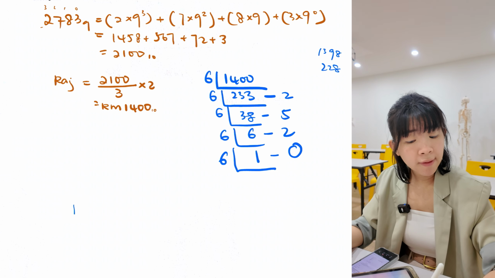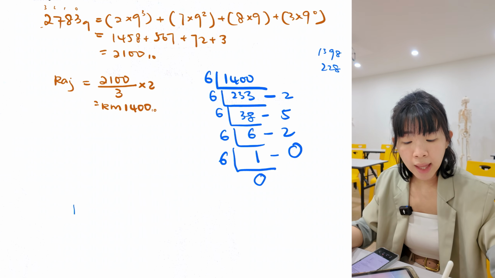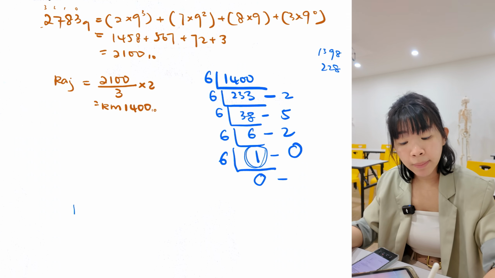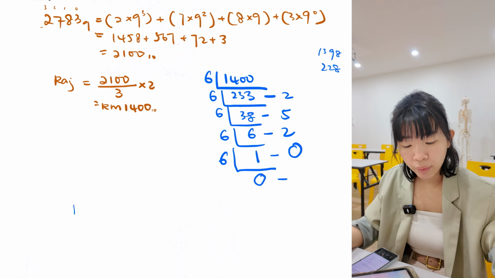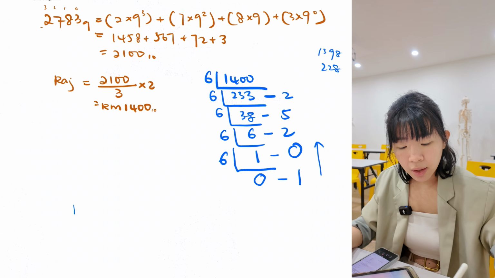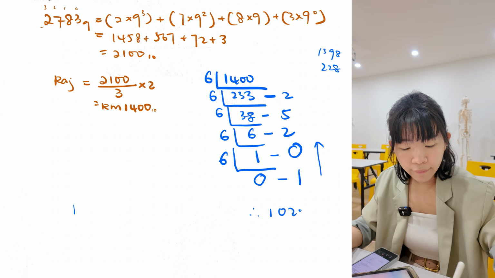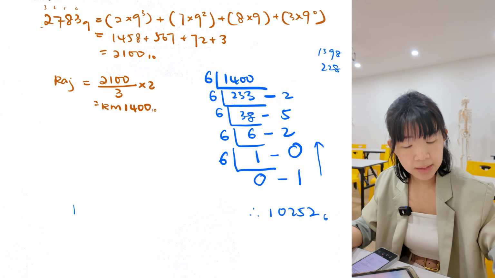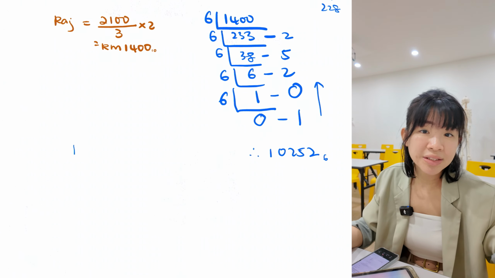A smaller number cannot be divided by a bigger number, so we put 0. Lastly, the baki, the remainder. Because this number cannot be divided just now, we write it down. So this is our baki. At the end, the answer, we read from bottom to top. So that is 10252 base 6. Okay, let's go to the next one.